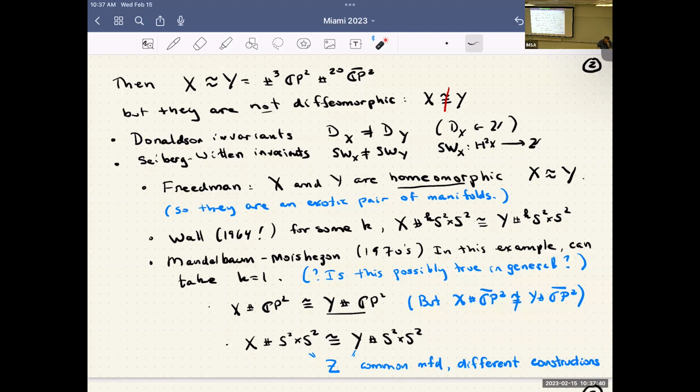But in the 70s, people started to say, well, how many Ks did you actually need? And so there are some fabulous results of Mandelbaum and Moishezon, followed by Mandelbaum and then works together, where they showed that you can often just take one such thing. So this adding S2 cross S2, or adding some simple manifold, is generally known in the trade as stabilization.